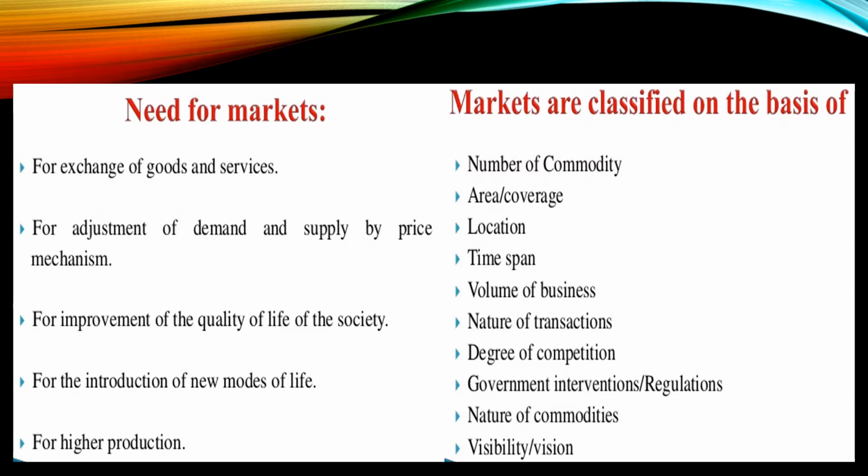These are the bases on which markets are classified. First, we have number of commodity, area or coverage, the location, time span, volume of business, nature of transactions, degree of competition. Next, we have government interventions or regulations, nature of commodities, and lastly, visibility or vision. Those are the bases on which markets are classified.